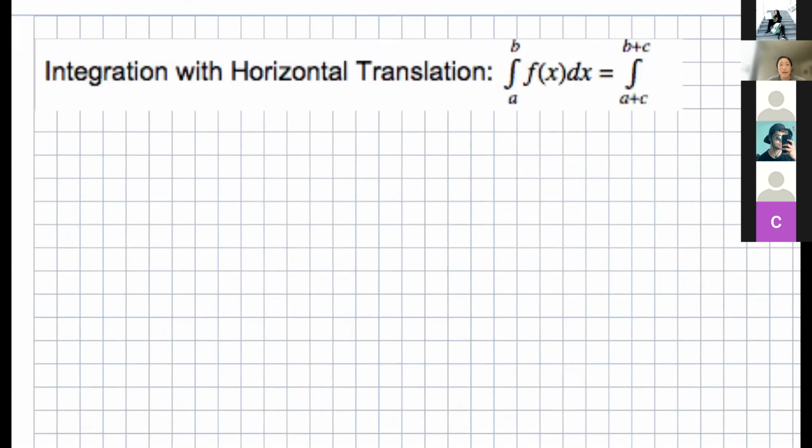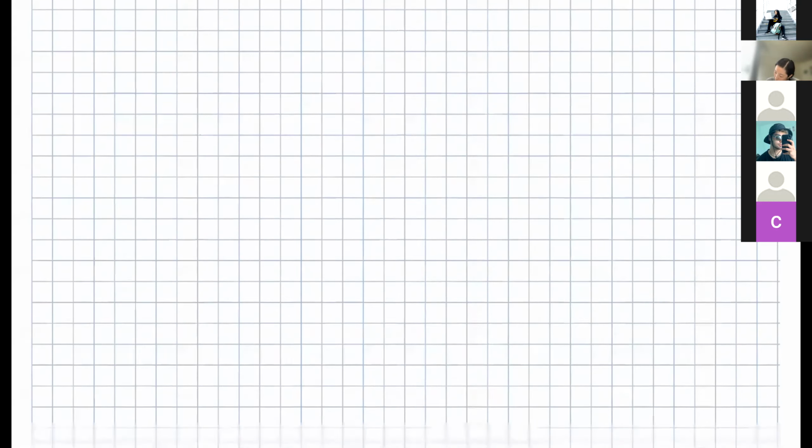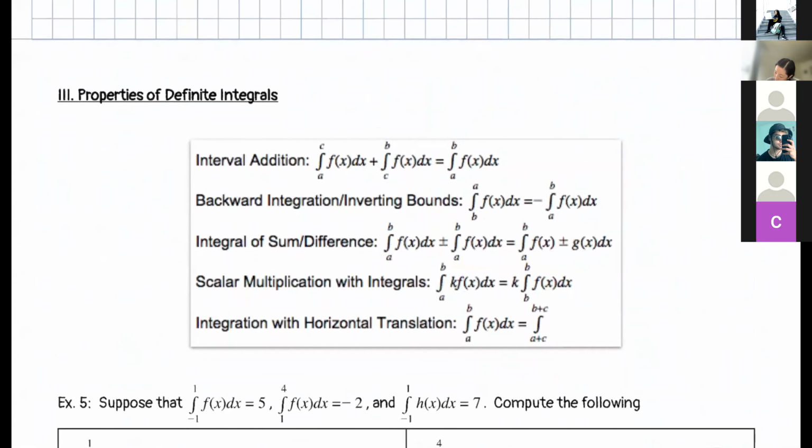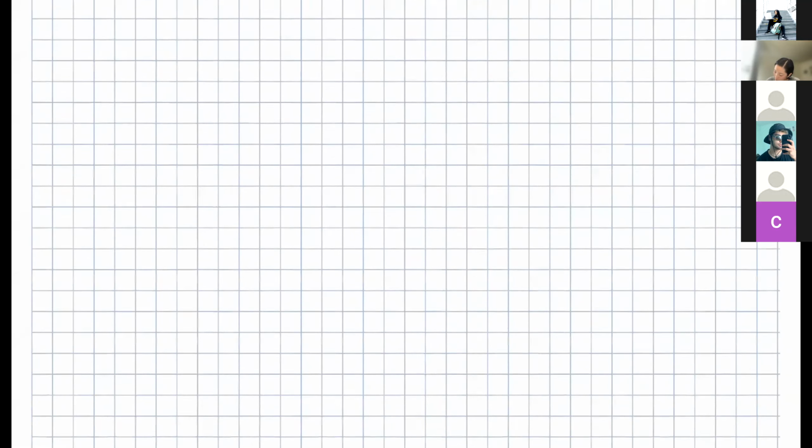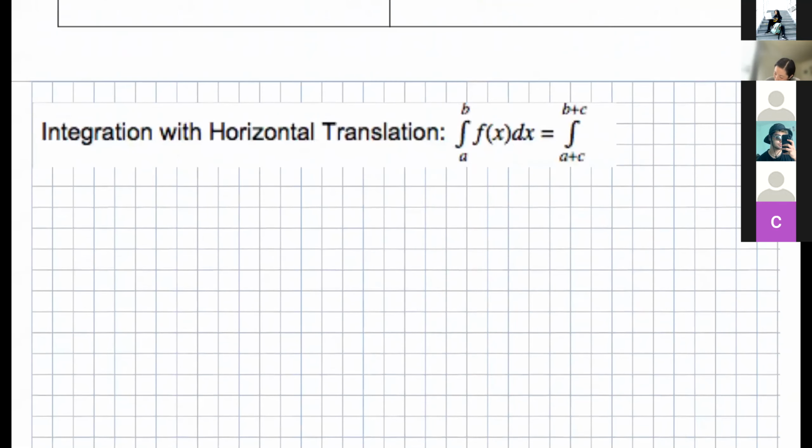So we've got something that says integration with horizontal translations, lots of big words, and symbols. We've got a definite integral. So the integral from a to b of f of x dx is equal to, and did I not grab the whole rule? Oh, I sure didn't. That should say f of x dx on the end. So sorry about that. Okay.